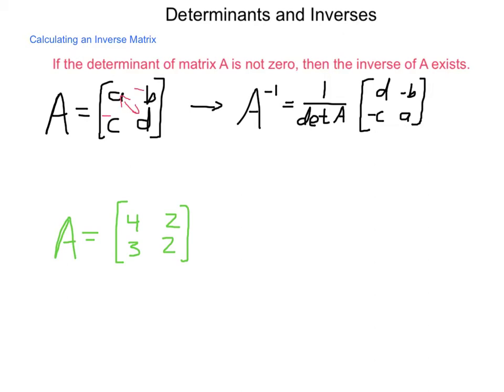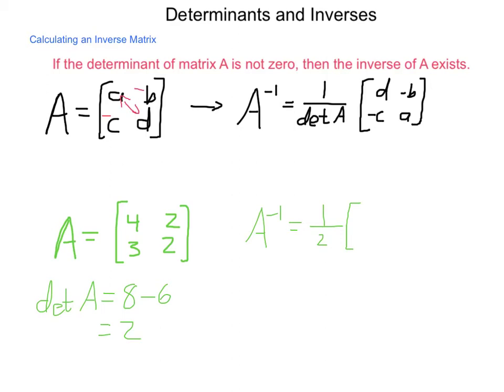So let's find the inverse of this matrix: 4, 2, 3, and 2. First we need to find the determinant. The determinant of matrix A equals the primary diagonal, 4 times 2, which gives us 8. And from that we're going to subtract our secondary diagonal, which is 3 times 2, or 6. 8 minus 6 is 2. So A inverse is 1 divided by that determinant, 2, times the matrix.